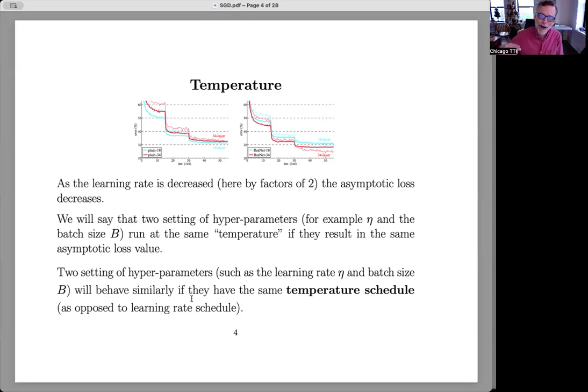And I'm going to argue, or I'm just going to assert, really, that what you really care about is the temperature schedule, the rate at which this asymptotic value that you reach is changing. So temperature is important in understanding how to control the performance of SGD, and in particular, how to control the search over hyperparameters. So temperature, I'm just going to take to be the asymptotic value reached at a given learning rate, the asymptotic loss.